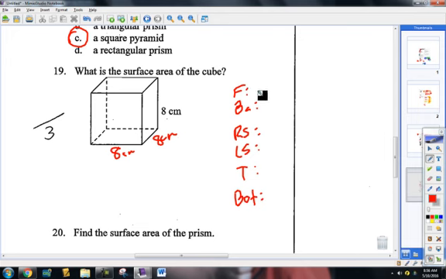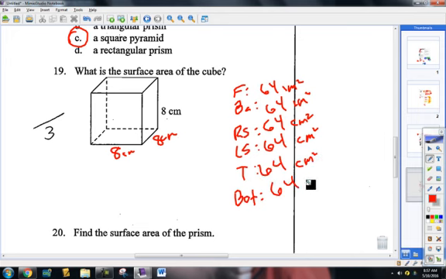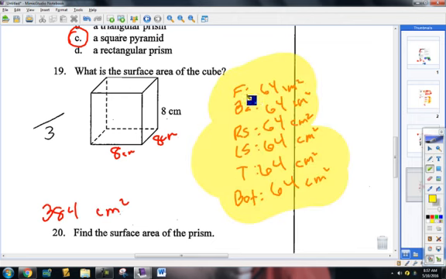That's fine. But what did you notice right away about these? They're all going to be 64 centimeters squared all the way down, right? Because that's what a cube is. Every side is the exact same dimension, so therefore it has to have the exact same area. So 64 centimeters squared, 64 centimeters squared. Okay? And when you add those up, what do you get? 384 centimeters squared. So your 3 points would be 1, 2, and 3.